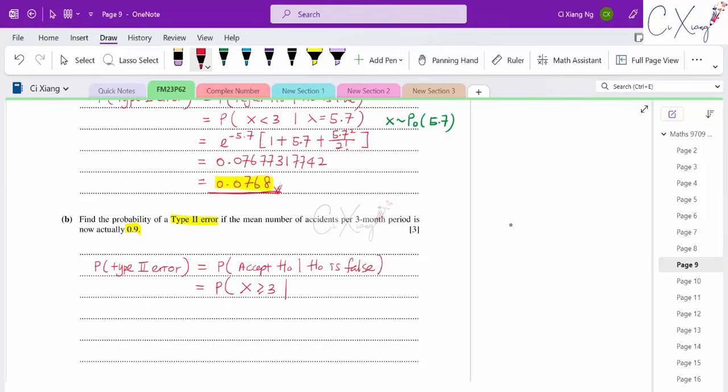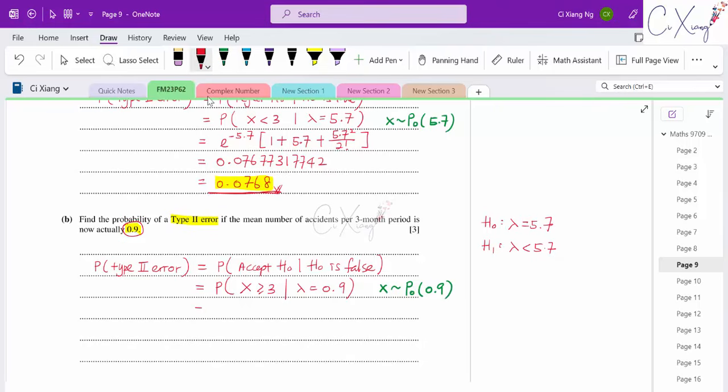And they said the null hypothesis is false. Originally, we are having this null hypothesis where lambda equals 5.7. When they said the null hypothesis is false, that means there is enough evidence to show that lambda should be smaller than 5.7. So what is the exact value for lambda? For this question, they basically give us the new value for lambda, which is 0.9. So I'm going to use lambda equals 0.9 for the calculation in this part. And just to remind ourselves, x is now Poisson distributed with lambda 0.9. It is not 5.7 anymore.